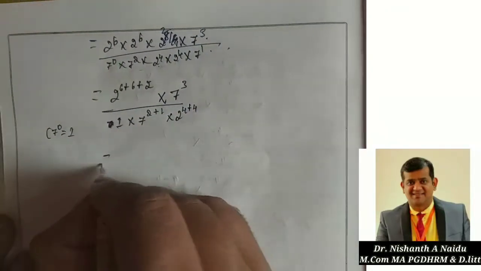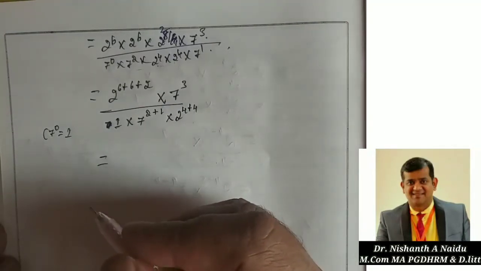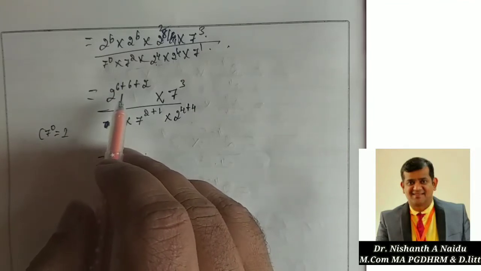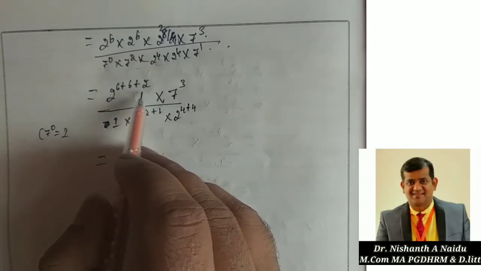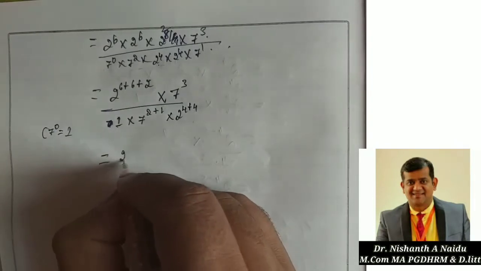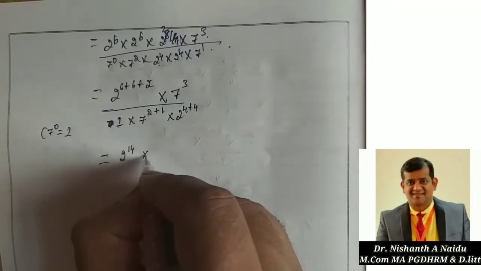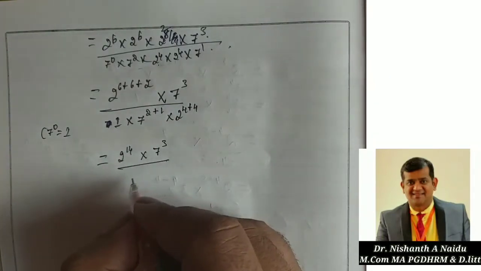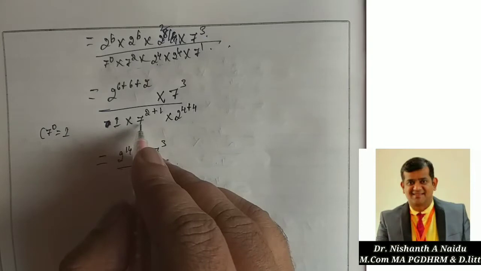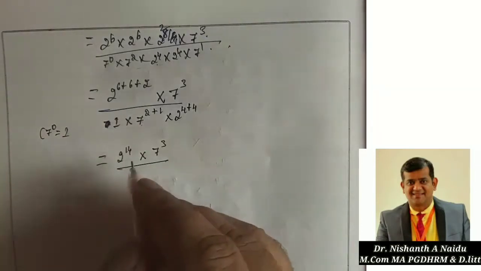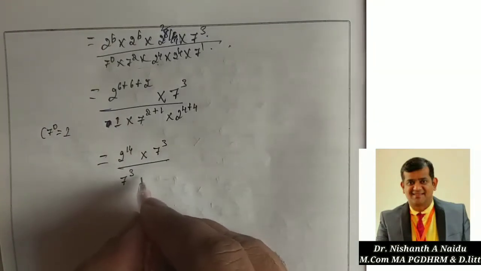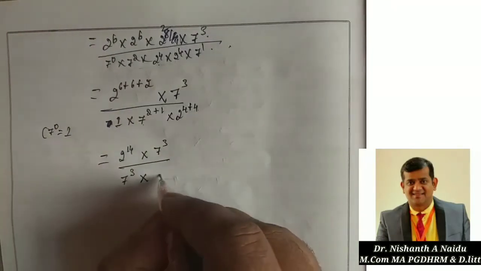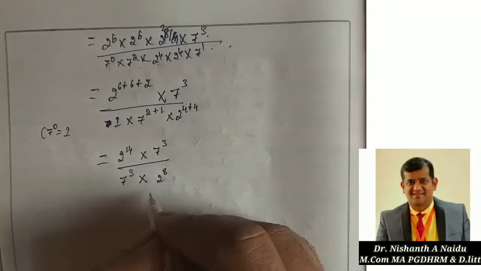Clear? Fine. So now if we make a simplification here, how much are we going to get? 6 plus 6, 12, 12 plus 2, 14. So 2 to the power 14 into 7 to the power 3 divided by 1 7s are 7. So 7 to the power 3 into 2 to the power 4 plus 4, 8. 2 to the power 8. Clear?